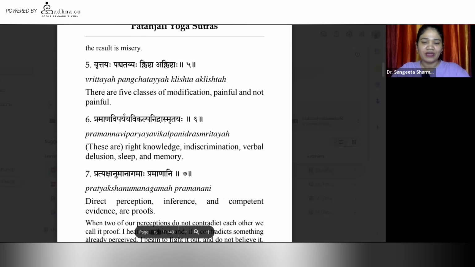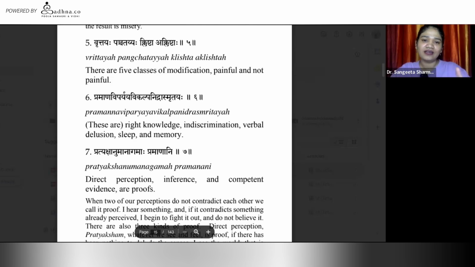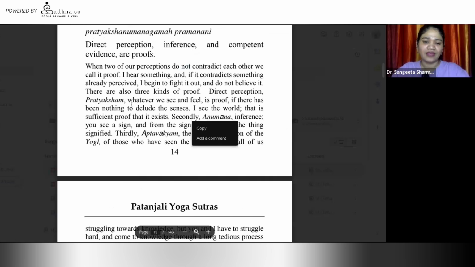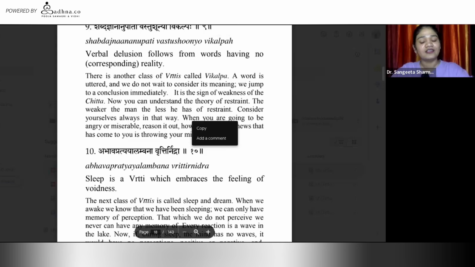In the sixth and seventh sutra I'm not going to read it. I'm just going to tell you that he started with vrittaya panchataya, klishta, aklishta, and then from the fifth sutra continuously through the sixth, seventh, eighth, ninth and tenth, he's only talking about these five vrittis. So a learner who is curious to understand the vyapar, the modulation of the mind, will keep reading without failing, because we always want to know what happened next, like in a movie. One more thing.